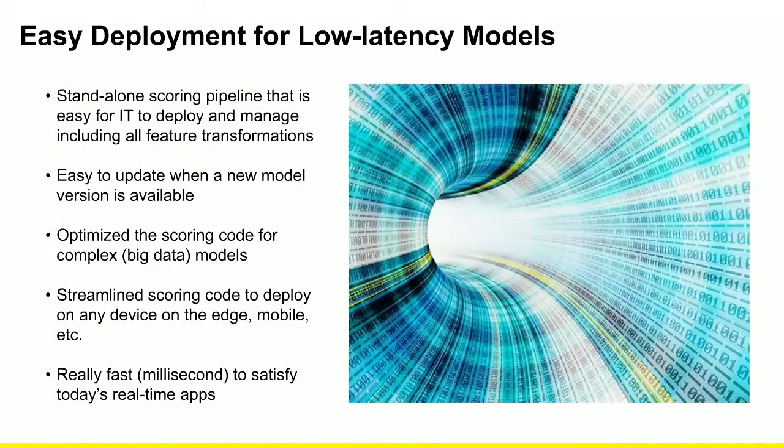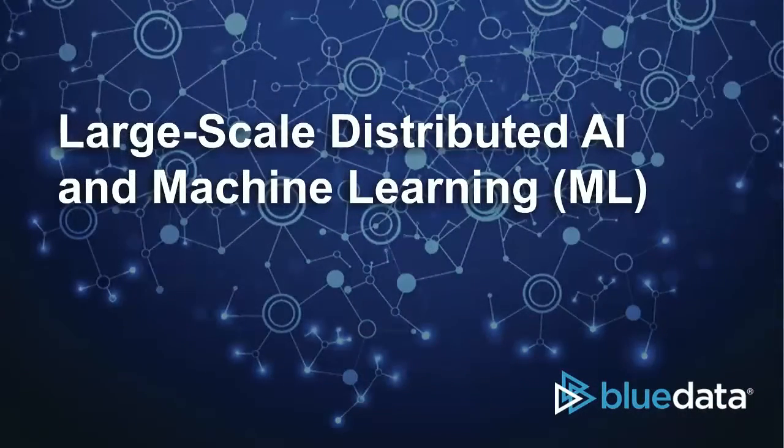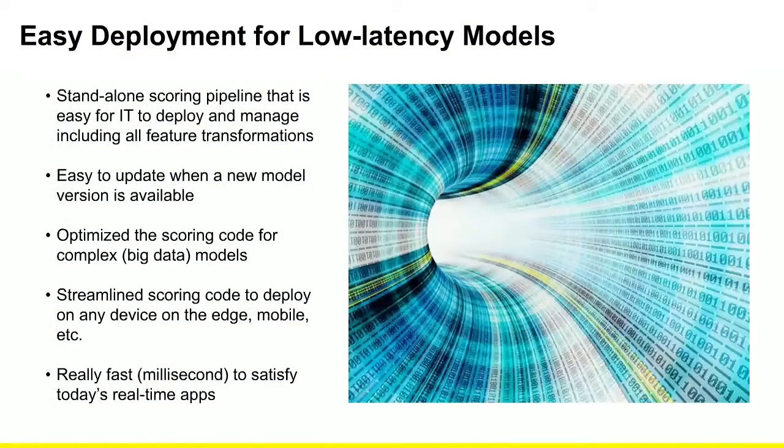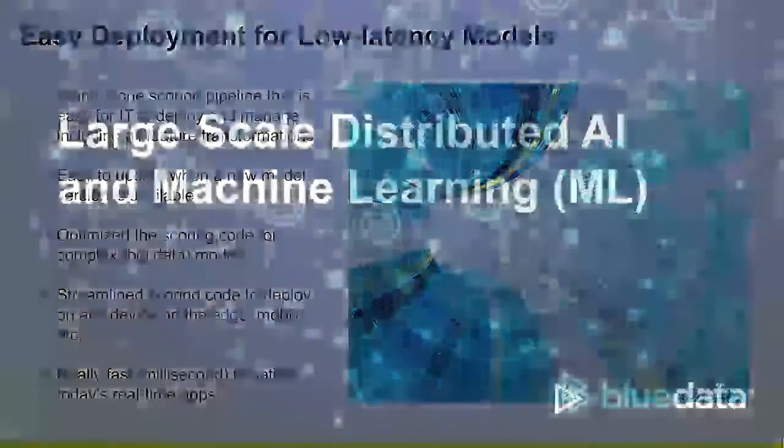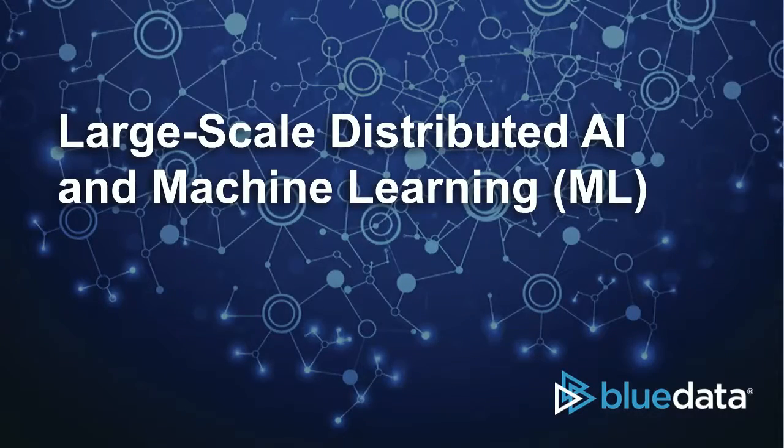And finally, after the models are created, we generate automatic code for deployment as well. We are able to create low latency models. These are standalone scoring pipelines that can be deployed on-prem or on cloud, and the entire models can be deployed to production very easily with very low latency predictions.